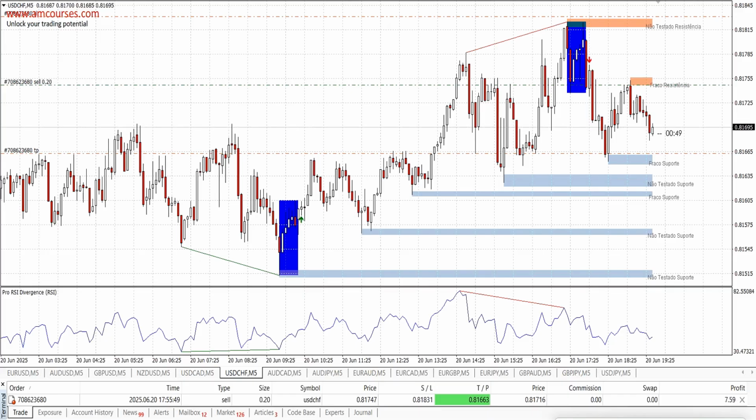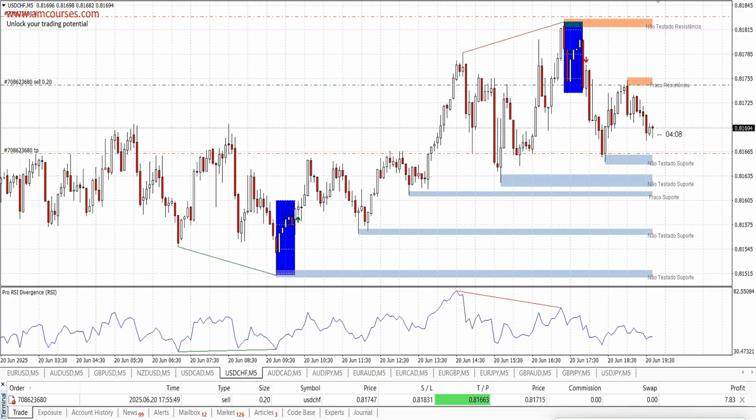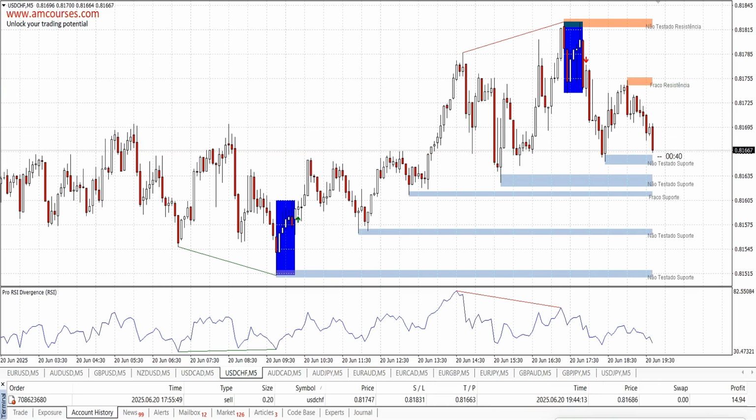Stop loss. Place it just below the support zone or the recent swing low. Take profit options: when price reaches the next resistance zone, or again, use a 1:1 or 1:2 risk-to-reward ratio.